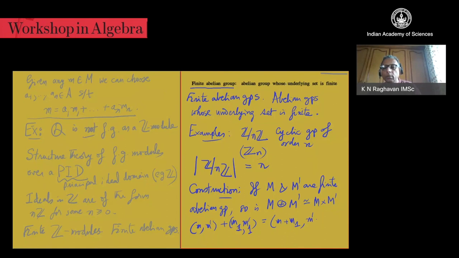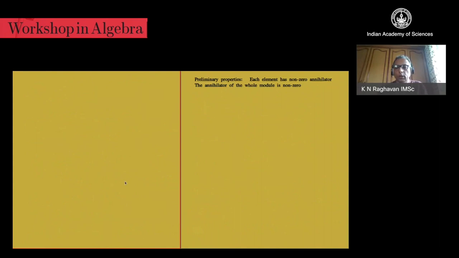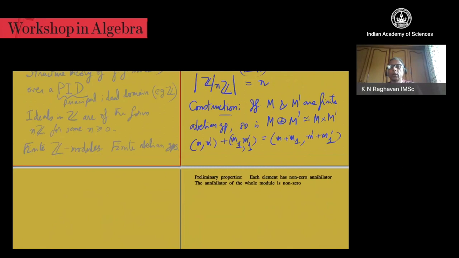So there is the notion of direct sum, which you can think of just as the Cartesian product, and that becomes an abelian group. It's also a finite abelian group because the Cartesian product of two finite sets is finite. In fact, if this has order, say, P, and this has order Q, then the Cartesian product has order P times Q. So this is definitely finite, and it's an abelian group. And so this gives us a new finite abelian group.